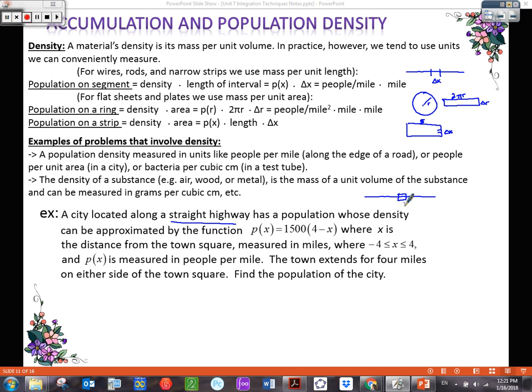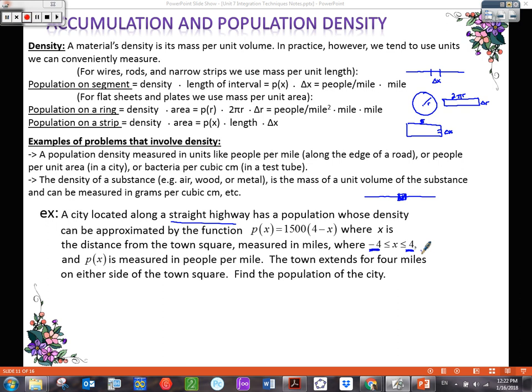The town extends for 4 miles on either side of the town square. Because this is our focus, we would be going left, so -4, and right to 4. Our bounds are going to be -4 to 4 because of the orientation. We're measuring everything from the center of the town. If you decide to have your bounds 0 to 8, you're going to get a different answer unless our equation is symmetrical. So you really need to pay attention to what our point of orientation is. In this particular case, it's the town square. So we go left and right, so negative, positive.